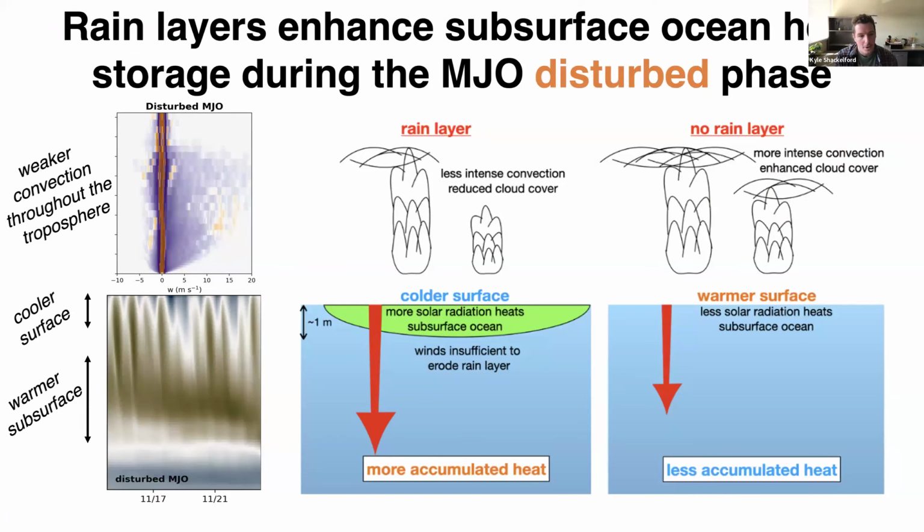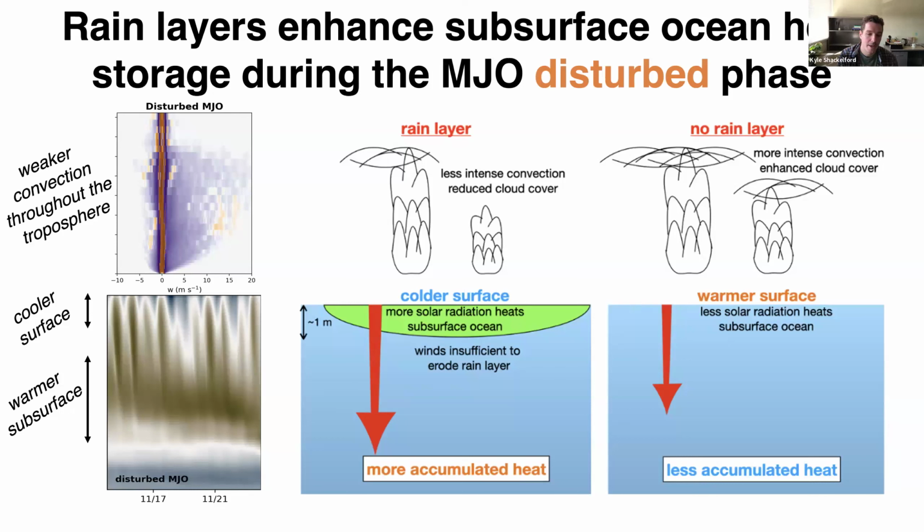Okay, so what does this all mean schematically and how is this happening? So here we're looking again at the same figure on the left for the MJO disturbed phase, where you have a cooler ocean surface, weaker convection throughout the troposphere with rain layers. And in this middle figure, the schematic is trying to give an idea of the processes that are driving this phenomenon. So during the MJO disturbed phase, you have a colder ocean surface. Thus, you have less intense atmospheric convection, and you have reduced cloud cover.